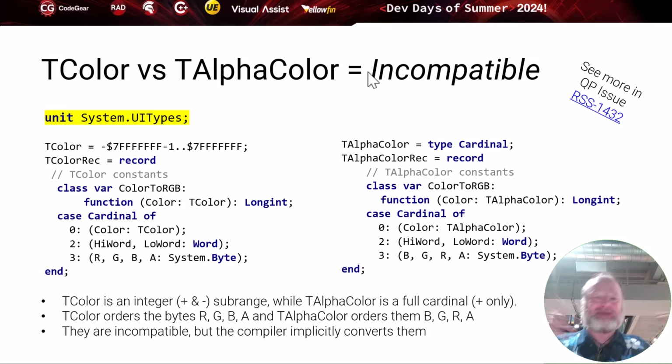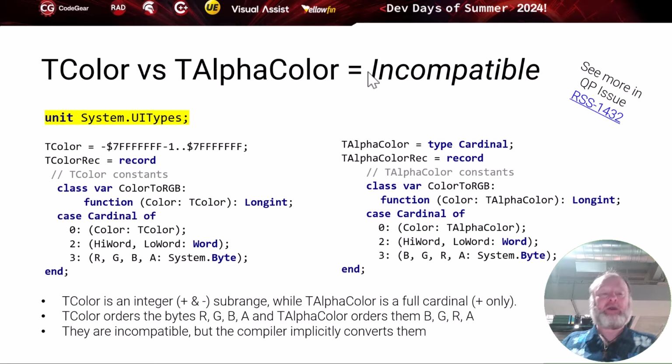Now, the compiler will let you just use these. You can assign one to the other and it doesn't care. So what that does mean is that you can run into range check errors if you're going from an AlphaColor to a TColor, because you might have a value that doesn't fit, or vice versa.